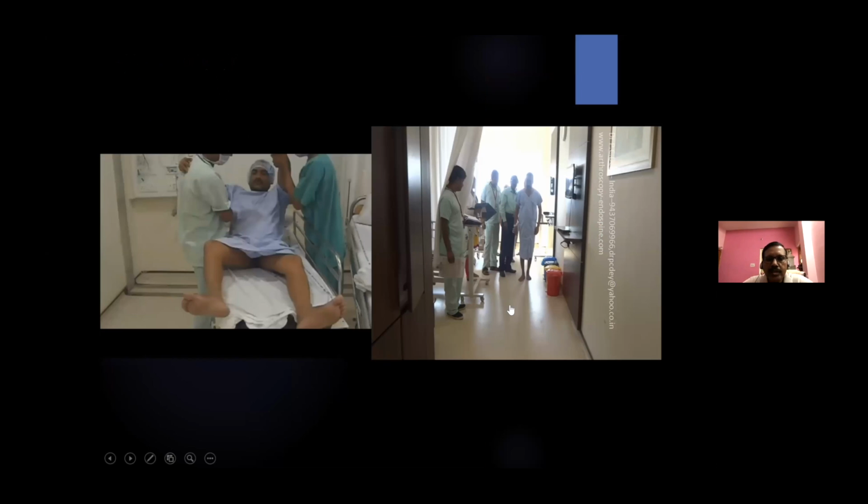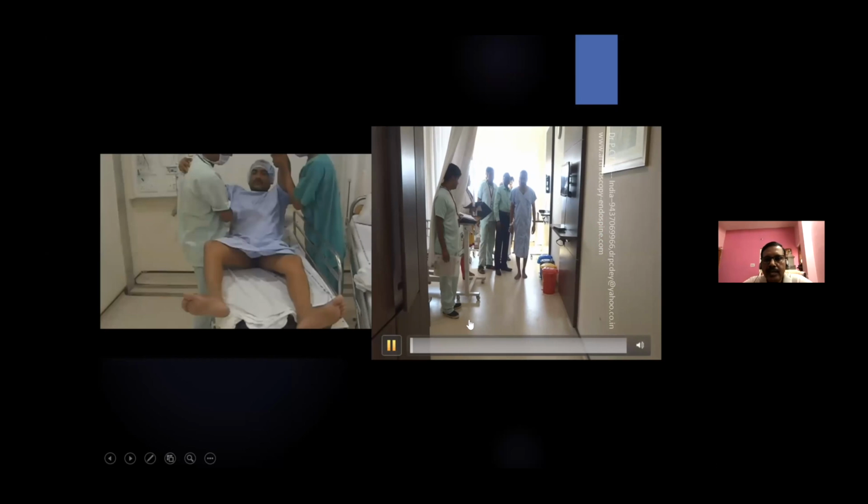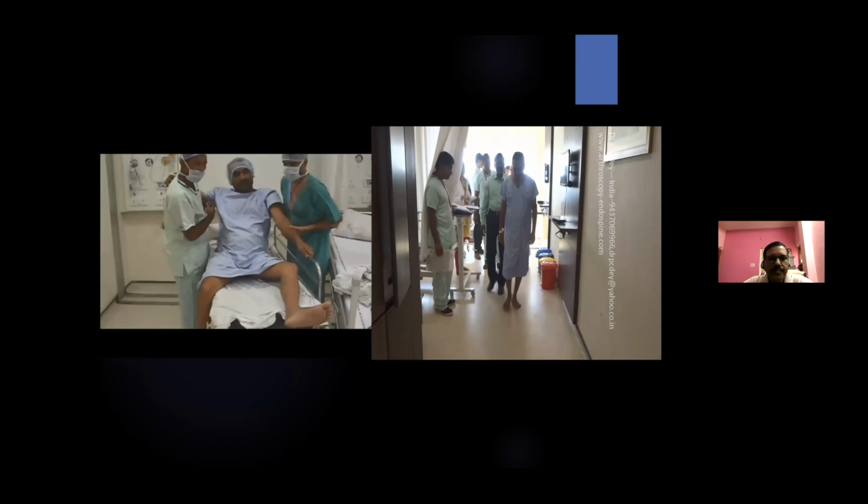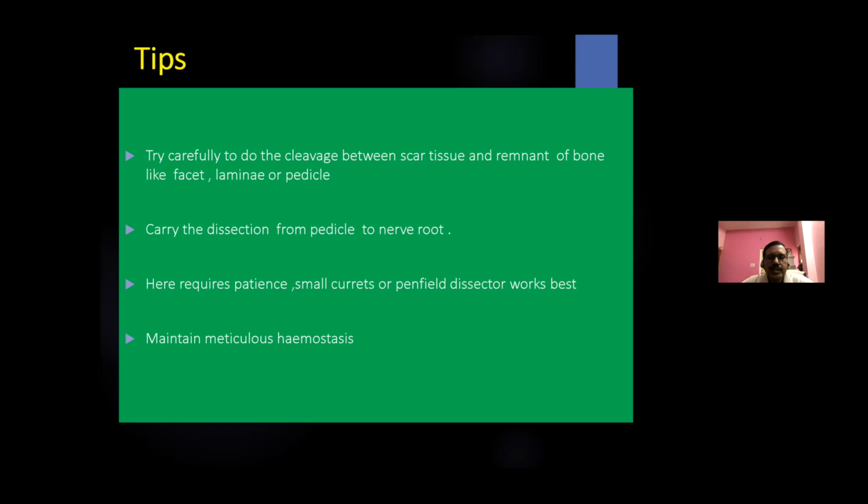The next day morning, this was before surgery and this is after surgery. The patient was very comfortable. There was no neurological deficit. Now, tips to the youngsters who are beginners: be careful to do the cleavage between the scar tissue and the remnant of the bone. Whatever remnant of bone is left, maybe lamina, maybe facet, maybe pedicle, you start from the bone, then go to the soft tissue and the fibrous tissue. Identify the fibrous tissue, then dissect from the pedicle to the nerve root. So here it requires patience. A small curette and a pen-filled dissector work best.